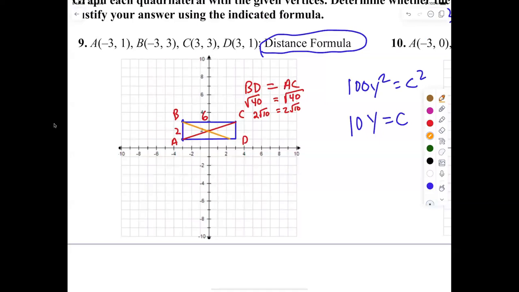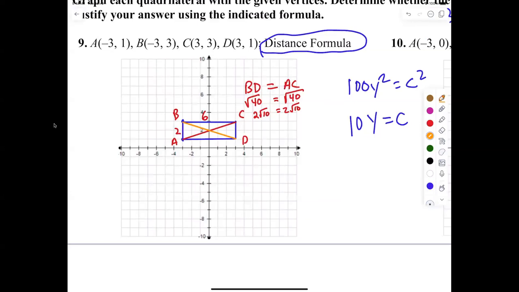I'm listening. Instead of doing all of that, couldn't we just count the distance from A to B and D to C, and those are both 2, and then B to C and A to D, and those are both 6, so doesn't that make it a rectangle? That's what we just said. Then why did we do the diagonals?